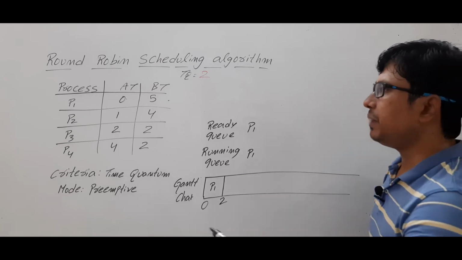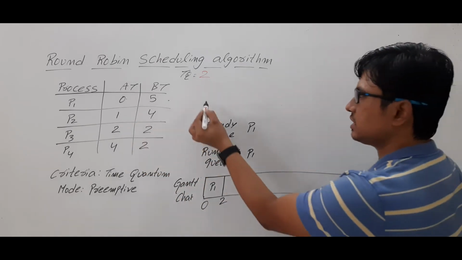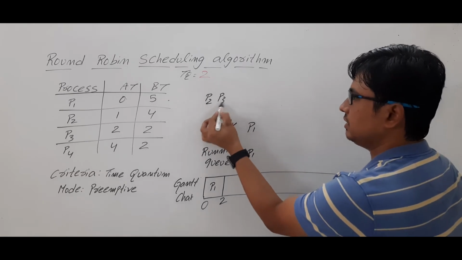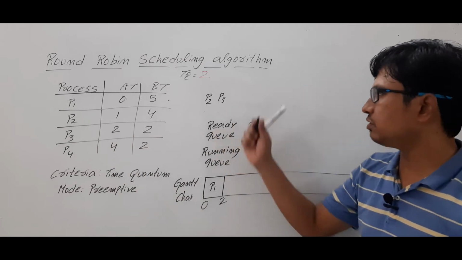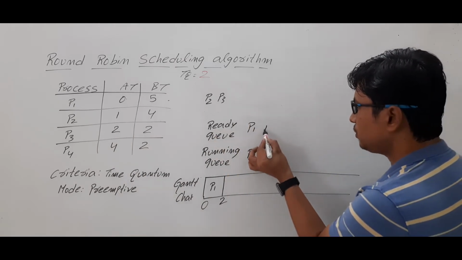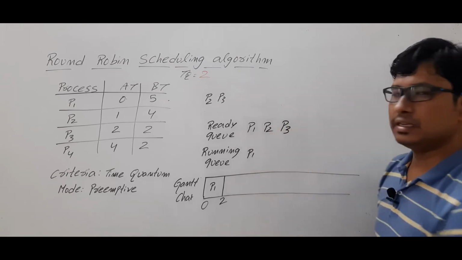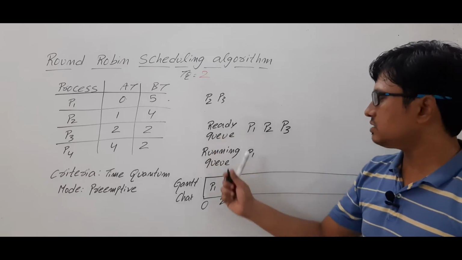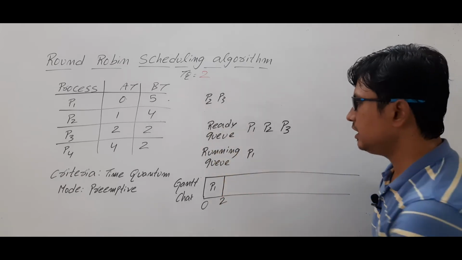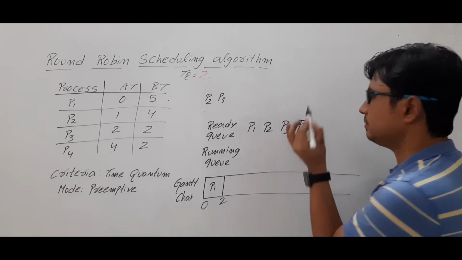Is it clear? By that time, two processes have arrived, P2 and P3, at 1 unit of time and 2 units of time. So P2 has arrived first, then P3 has arrived. Currently P1 was running for 2 units of time. Once its time quantum is completed, it will be removed and kept in the ready queue again.